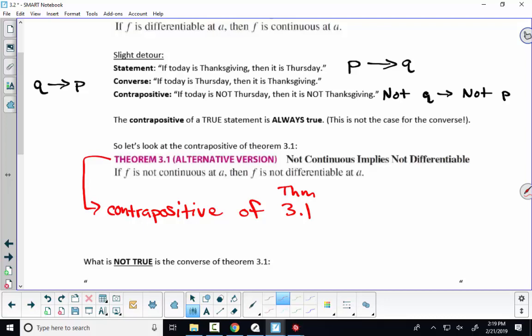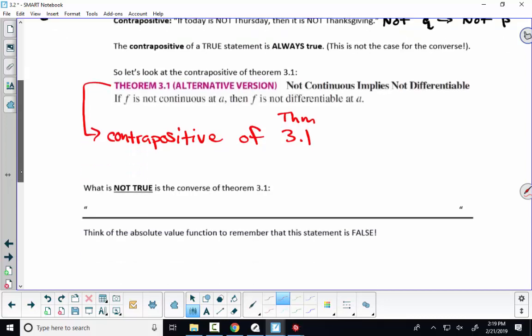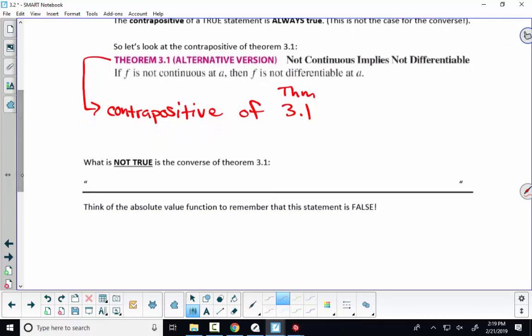So you notice the statement, if today is Thanksgiving, then it's Thursday, is true. But if we look at the converse, if today is Thursday, then it's Thanksgiving, it's clearly not true. Today's Thursday, it's not Thanksgiving. So the converse is sometimes true, sometimes false. It really depends on the statement. Okay, so what's not true is the converse of this theorem.